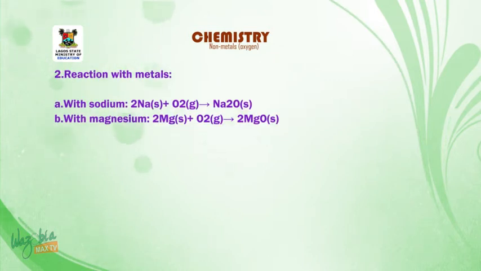Number 2. Reaction with metals. In the first equation, sodium, a metal, burns in oxygen to give sodium oxide. And in the second equation, magnesium, a metal, burns in oxygen to give magnesium oxide.